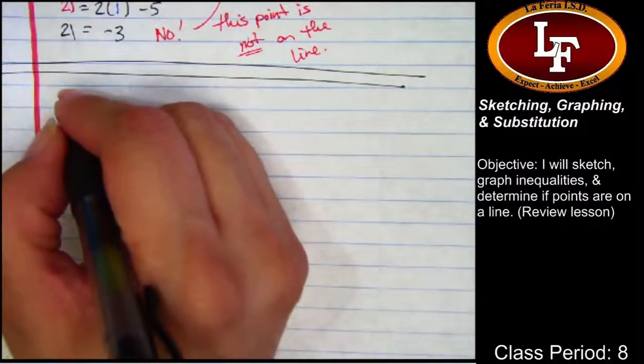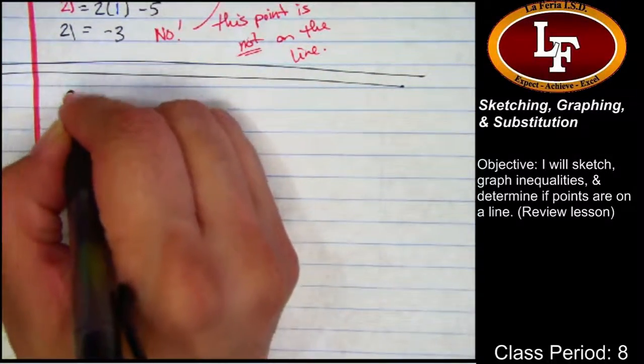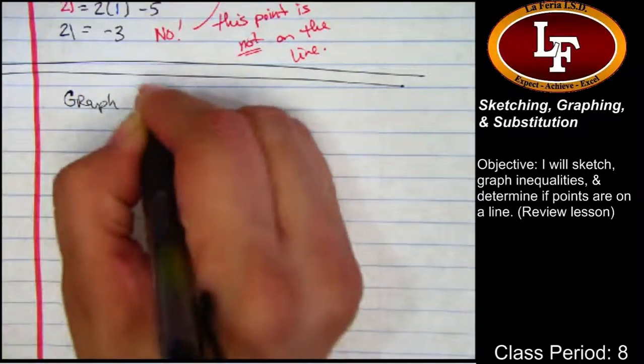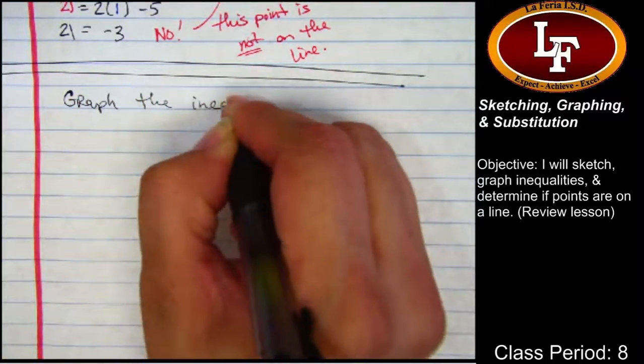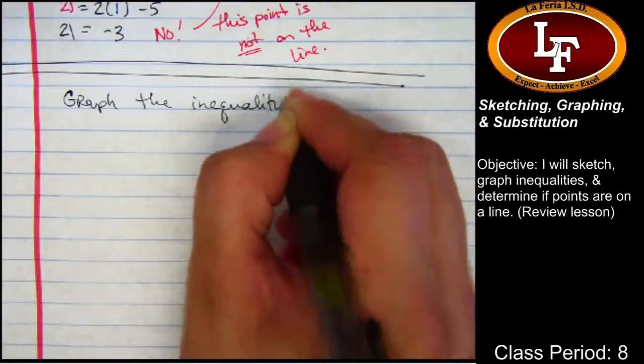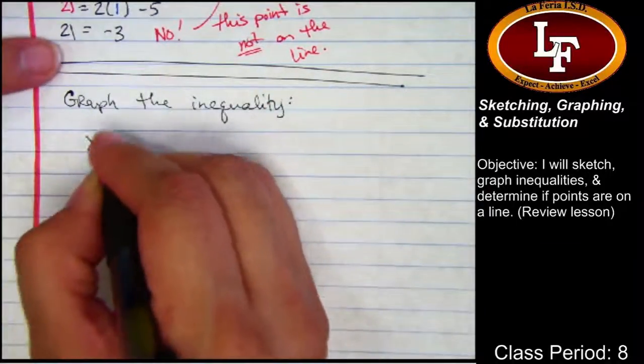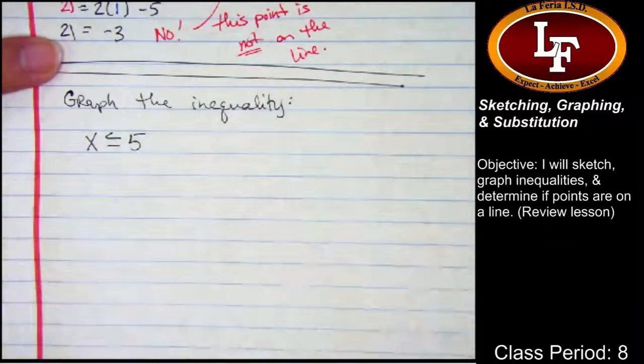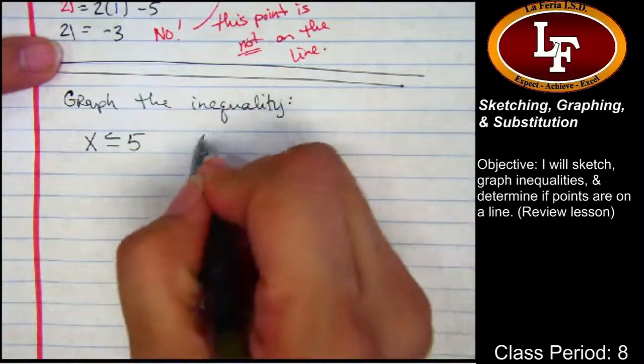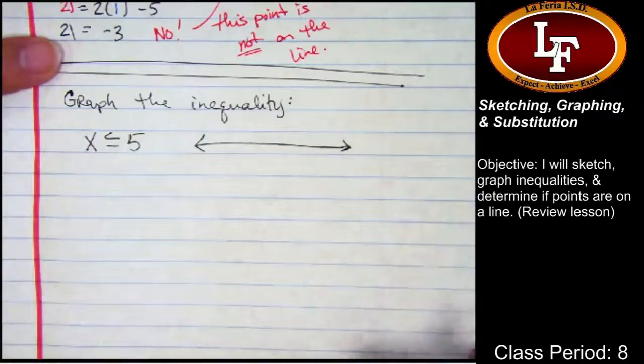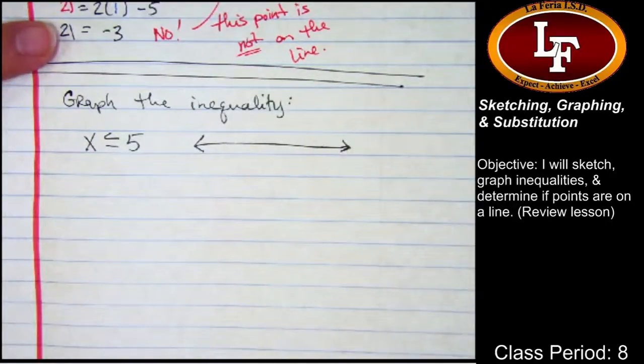In your workbook, you were asked to graph this inequality, and you were given something that looked like x is less than or equal to 5. You were asked to graph this, and you were given a number line, and that's all you were given.